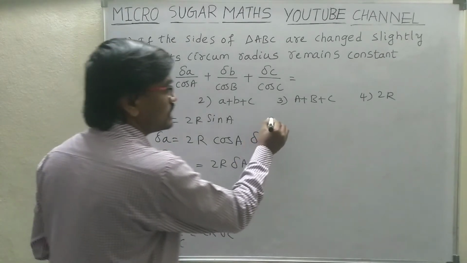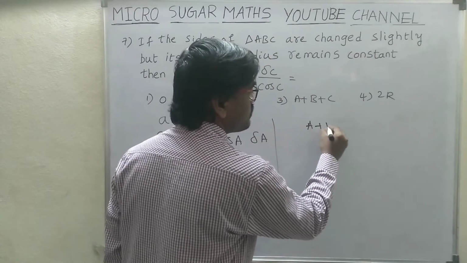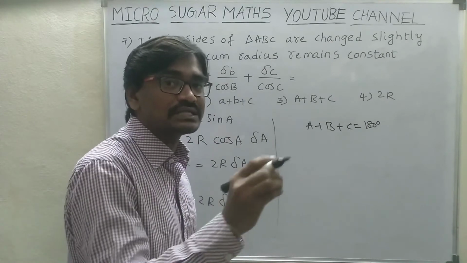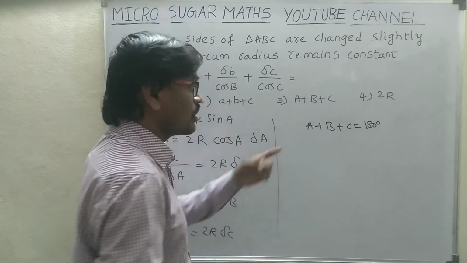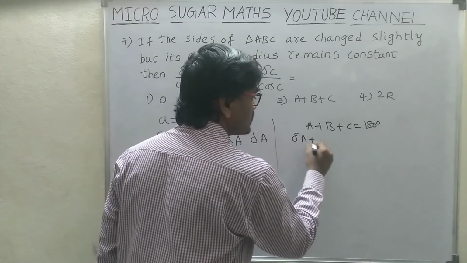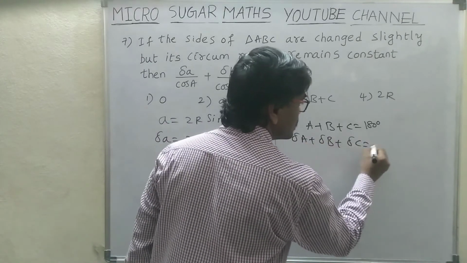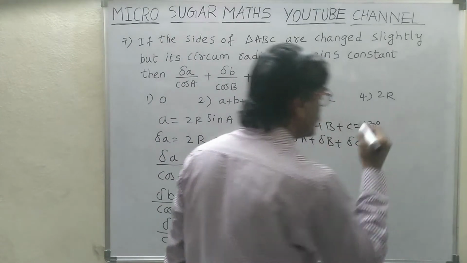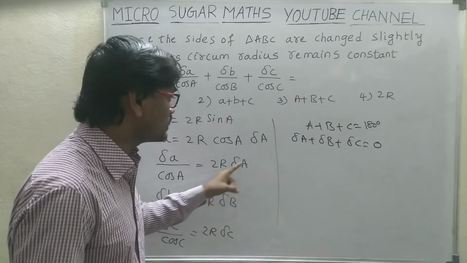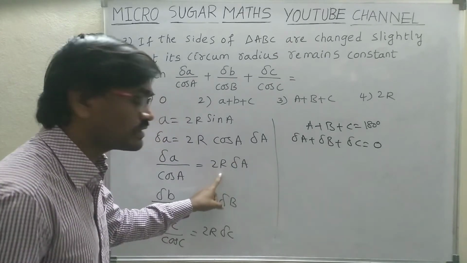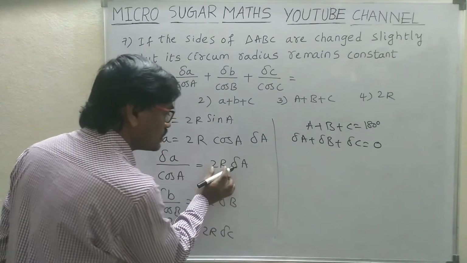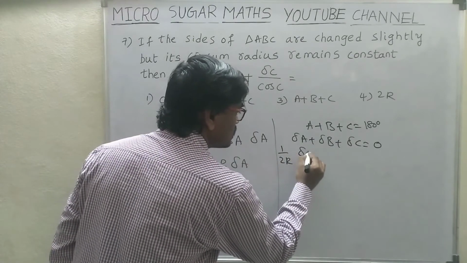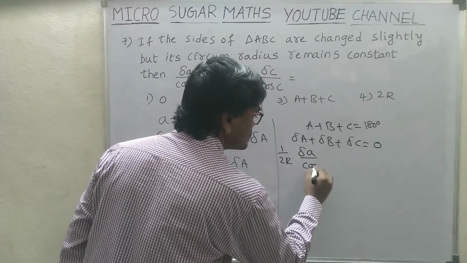Now students, you have a plus b plus c is equal to 180, meaning the sum of angles in a triangle is 180. Now on differentiation, delta a plus delta b plus delta c, since 180 is a constant, you will get on the right side 0. Now students, what is your delta a value? On moving 2r to the right side, you will get 1 by 2r delta a by cos a.